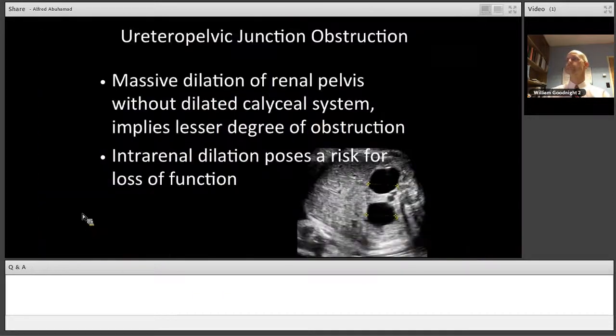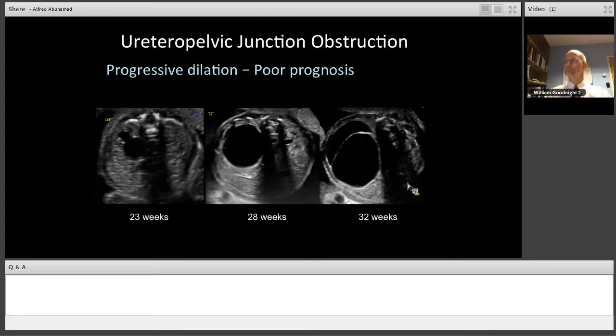Okay. So now some important factors about the UPJ obstruction. Sometimes you see fetuses like this where there's a lot of renal pelvis dilation, but you don't see many dilations inside the kidney. So the calyceal system is not dilated. I think the more internal renal dilations that you see, the higher is the risk for a loss of function afterwards. So the external dilations, frankly, don't bother that much as long as the calyceal system is not dilated. So keep that in mind.